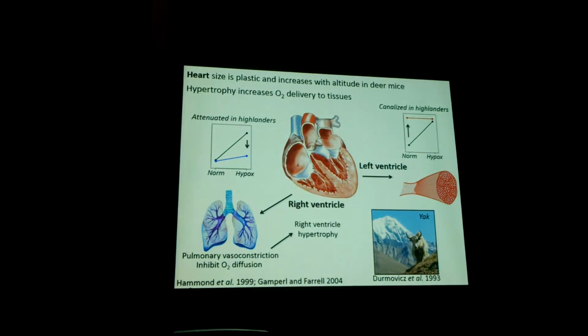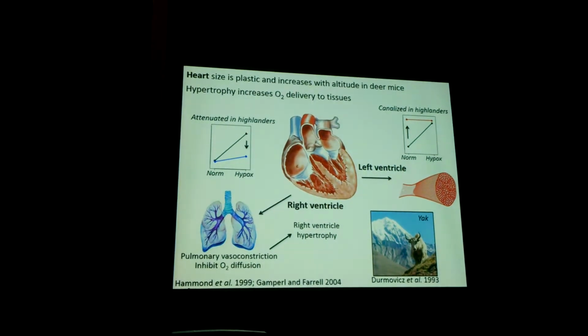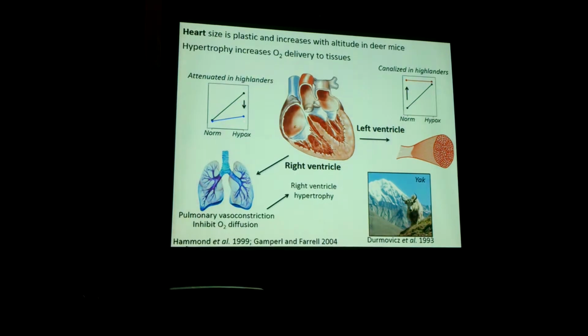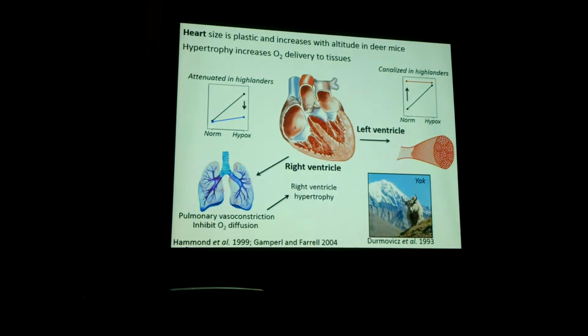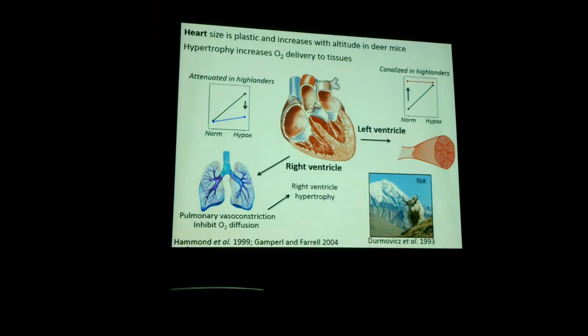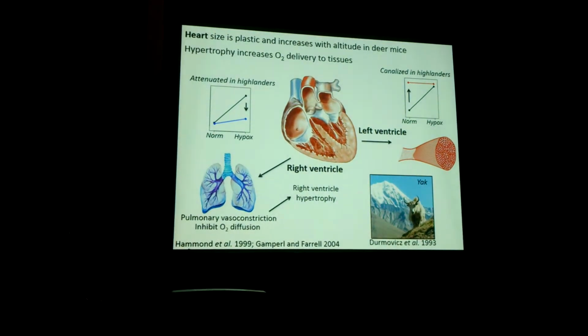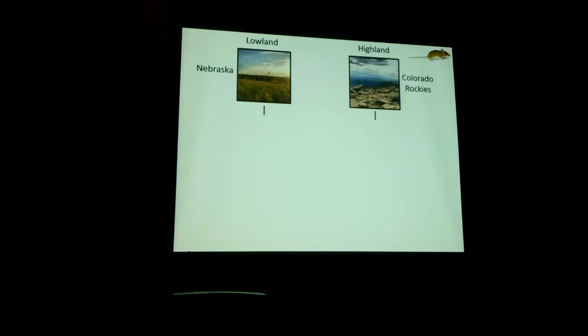So in a deer mouse, we expect the ancestral plastic response to hypoxia to be this maladaptive increase in right ventricle size, and that high altitude animals that specialize in hypoxia should show a reduction of that maladaptive plasticity. So we can test these predictions within one organ, which I think is kind of cool.